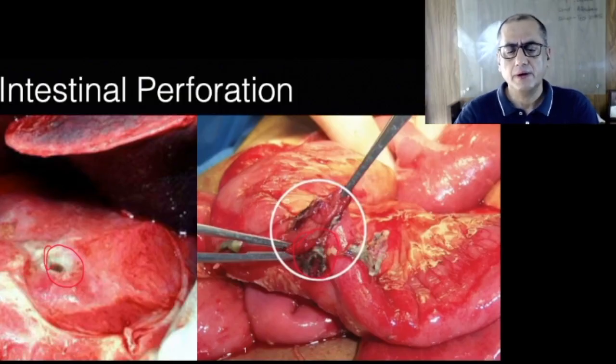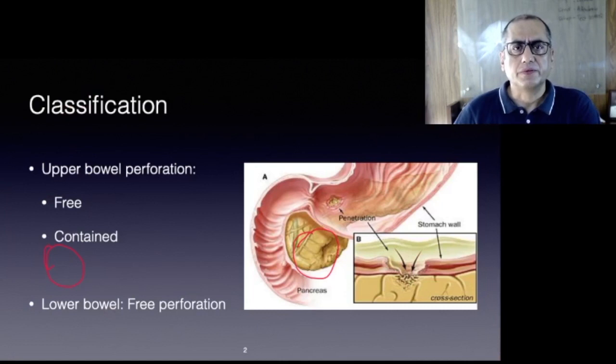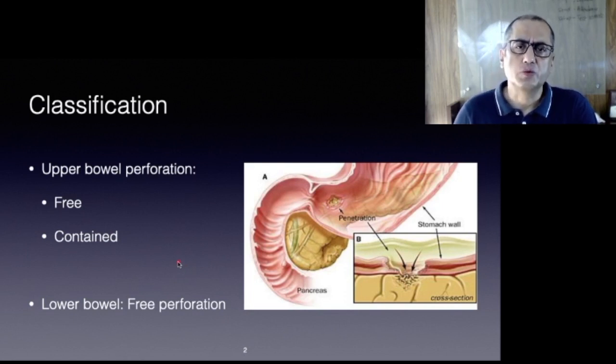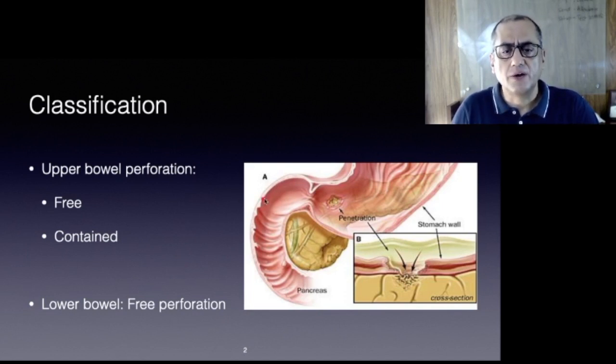Here are two bowel perforations, a duodenal perforation and a perforation of the small intestine. So let's dive in. Upper bowel perforations can be described as either free or contained. Free perforations occur when bowel contents spill freely into the abdominal cavity, causing a diffuse peritonitis. For example, an anterior duodenal ulcer or an anterior gastric perforation.